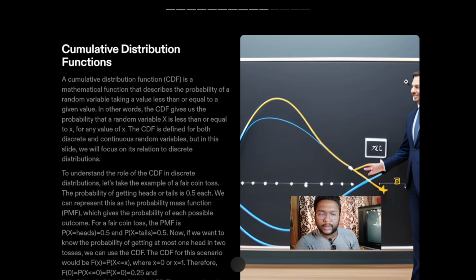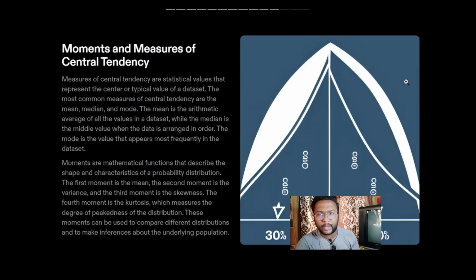What is the cumulative distribution function? The cumulative distribution function is a mathematical function that describes the probability of a random variable taking a value less than or equal to a given value.